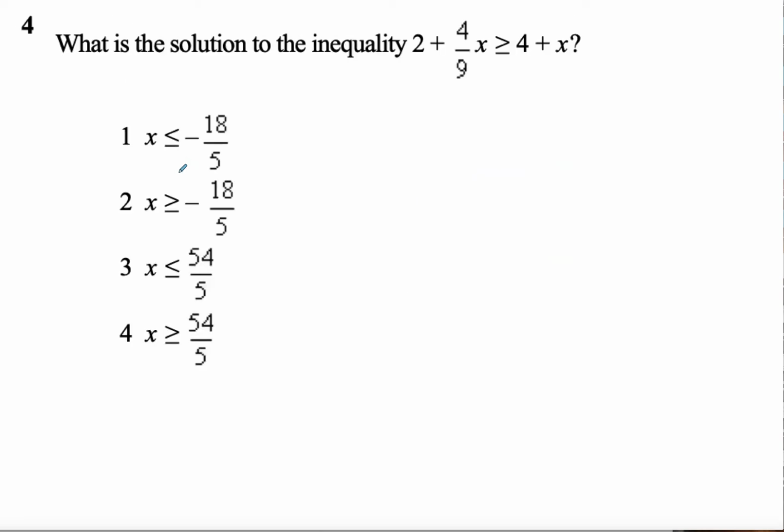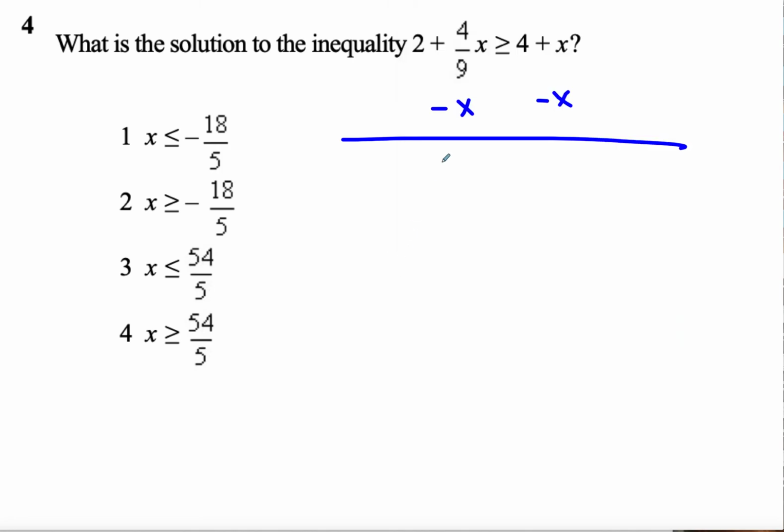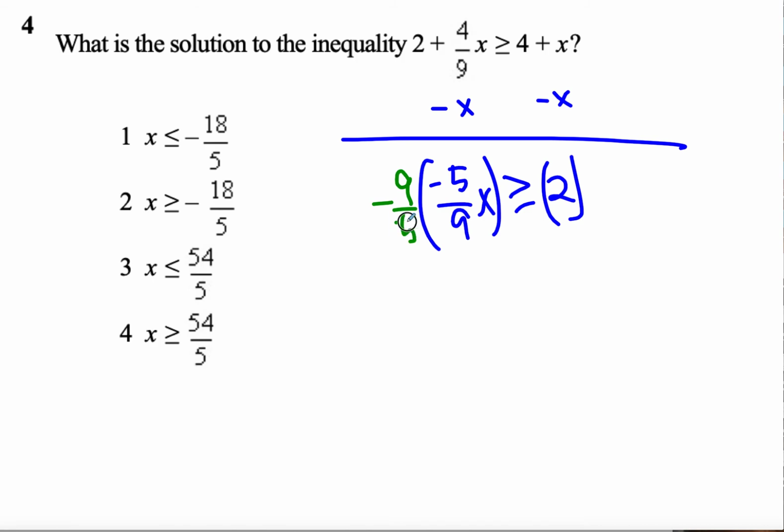All right, number 4. How do you calculate this one? So first, I'm going to subtract x from both sides. Then we get 4/9 minus 1. So let's try to look at that. If you convert that into a fraction, negative 5/9. But I need to subtract 2 from both sides, so negative 5/9x is greater than or equal to 2. To have x by itself, I'm going to multiply both sides here by the negative reciprocal, which is negative 9/5.